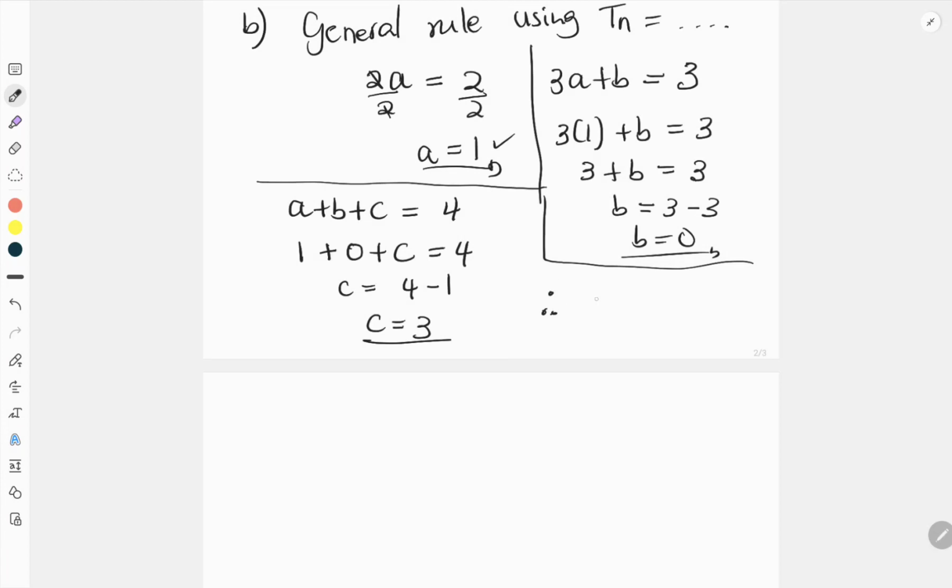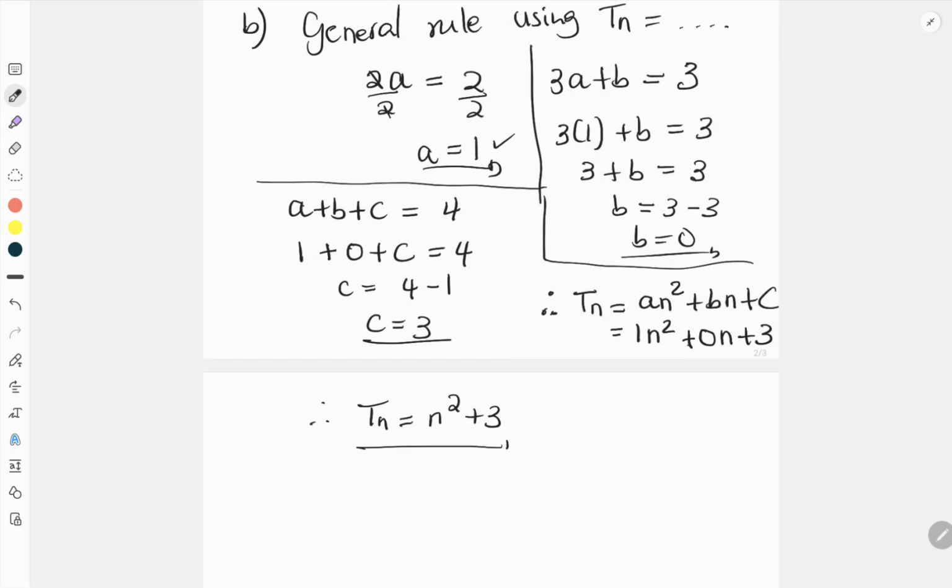Therefore, Tn is equal to, remember it's an squared plus bn plus c. Your a is 1, so it's going to be 1n squared. Your b is 0, 0n plus 3. But you don't have to write the 1 and the 0, so it will be in such format. Tn is equal to n squared plus 3. That is your general rule. To prove that it is correct, just put 1 in replacement of n, or put any number to see if it is correct. I will just use a calculator to check. Let me just check term 2.